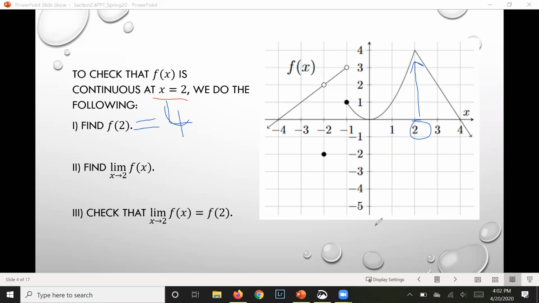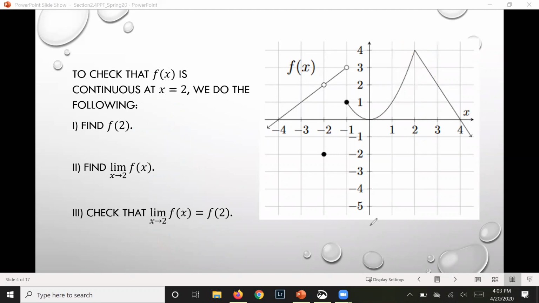Okay, they want me to now find the limit as x approaches 2. So if I look at coming from the left and also coming from the right, it looks like the output values are approaching the same value, and it looks like they're getting closer and closer to 4 up there. And the last thing, check that the limit as x approaches 2 equals f of 2. Do we have that? Well, we have that the limit is equal to 4, and the output value of the function when we input 2 also looks to be 4. So we have that the limit is equal to f of 2, so that would tell us that the function is continuous at that value 2.